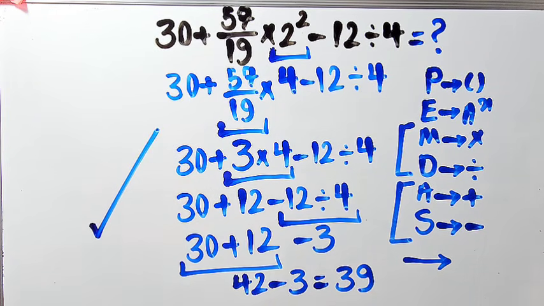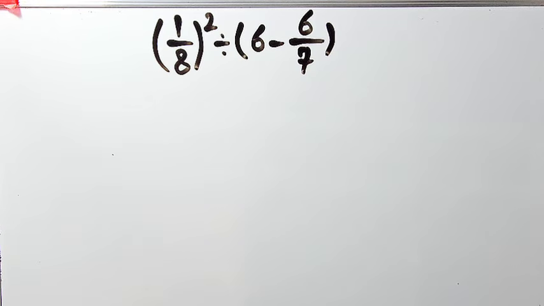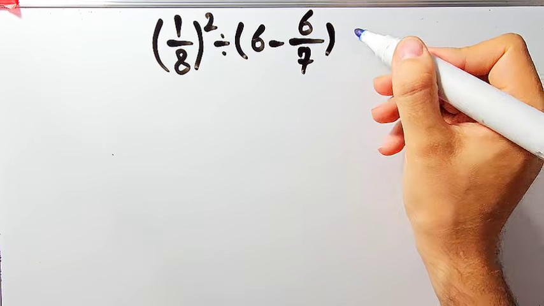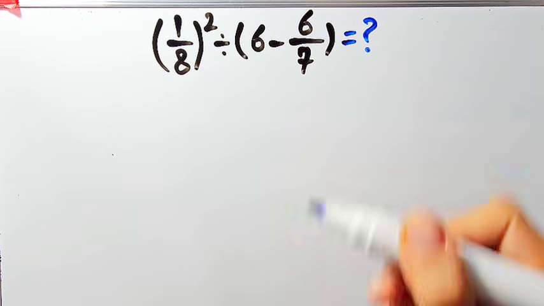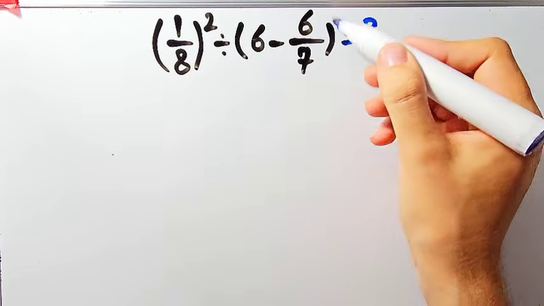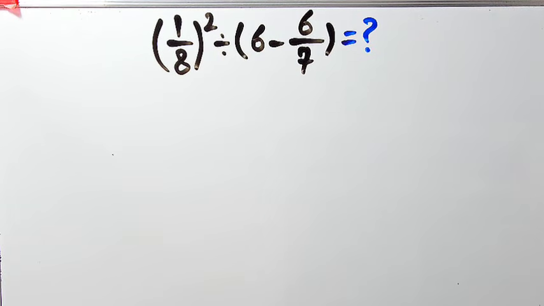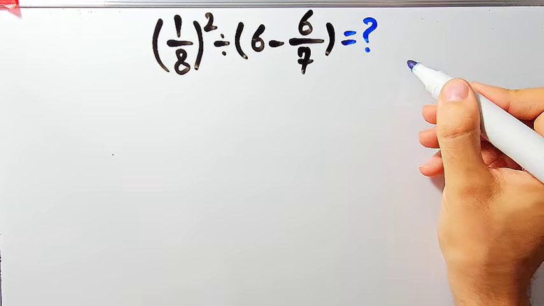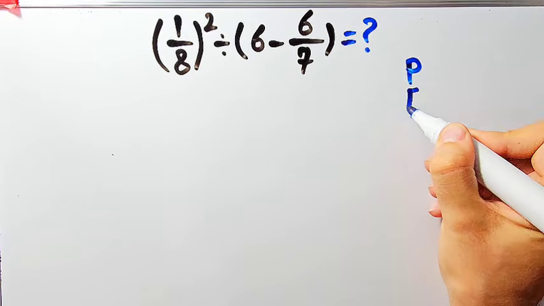Let's solve another question about the PEMDAS rule. 1 over 8 to the power of 2 divided by open parentheses 6 minus 6 over 7 close parentheses. What is the answer of this question? In this question we have exponent, division, parentheses, and subtraction. To solve this question we need to follow the PEMDAS rule.